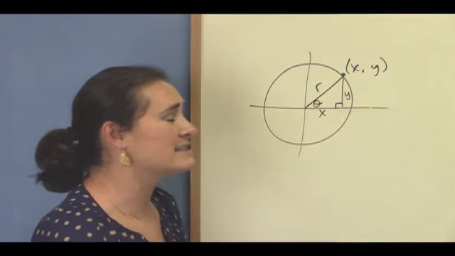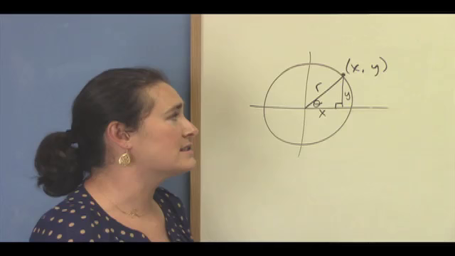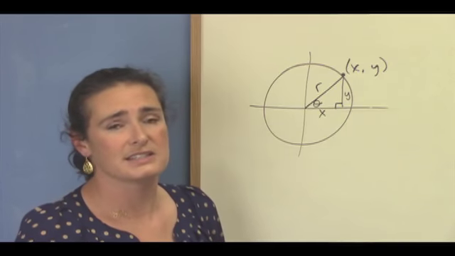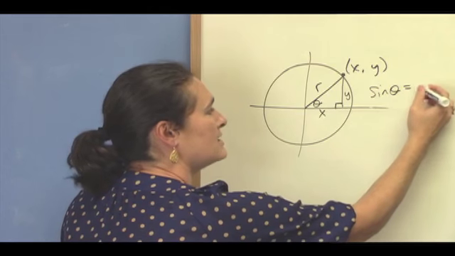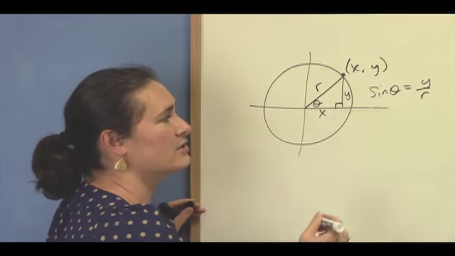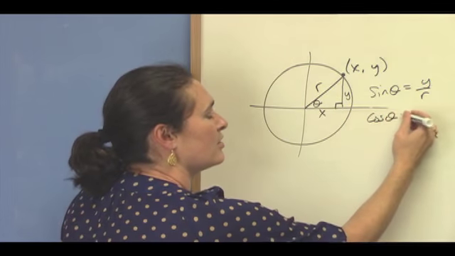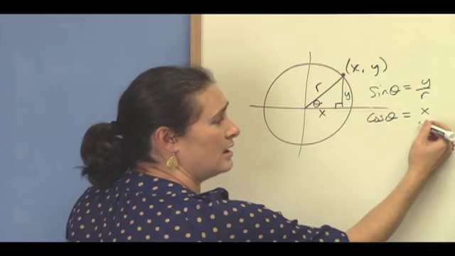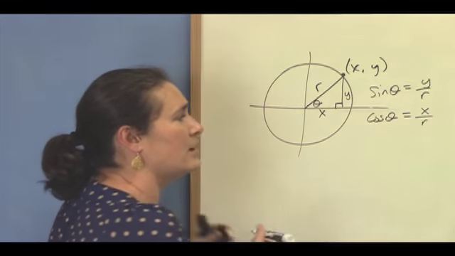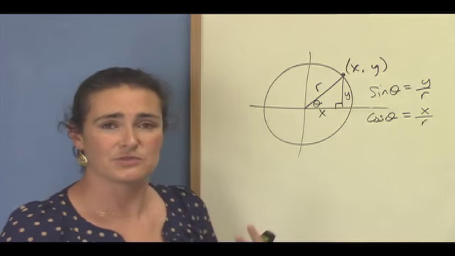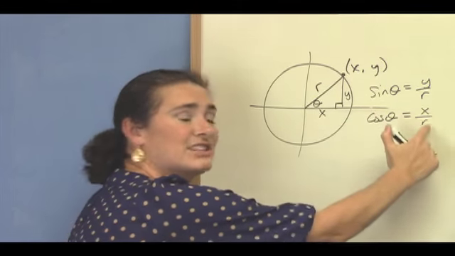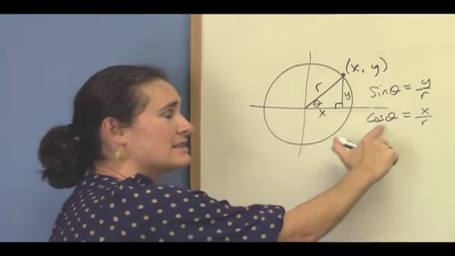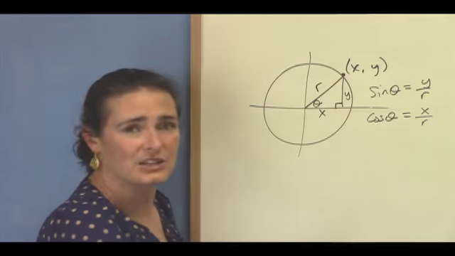Keep in mind that sine of an angle is defined as the ratio of opposite side to hypotenuse. So sine of this angle is equal to opposite over hypotenuse, and cosine of this angle is equal to adjacent over hypotenuse. And if my radius is 1, if I'm talking about the unit circle, then these denominators are just 1. Cosine is equal to x and sine is equal to y.